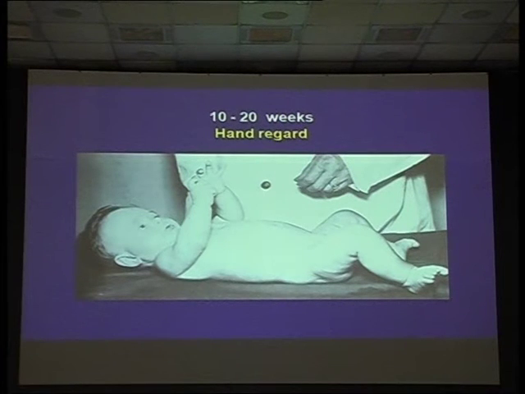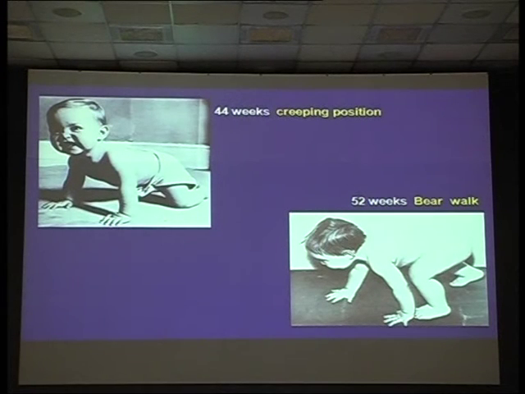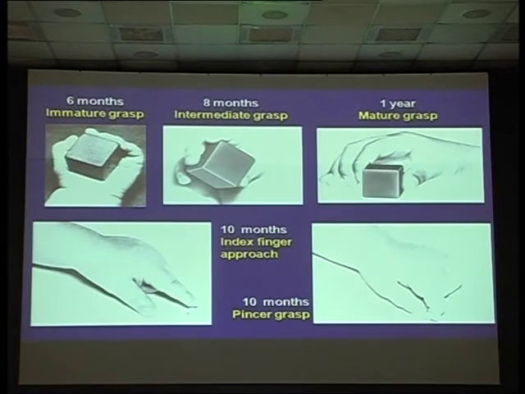It's called a hand regard. Even a blind child can look at the palm. It's not related to the vision. This is creeping, 44 weeks. 52 weeks is bear walk, where the child will creep, using the hand and feet.